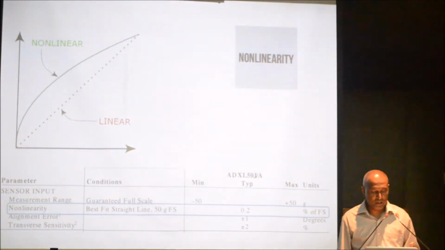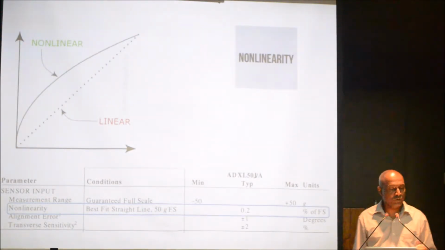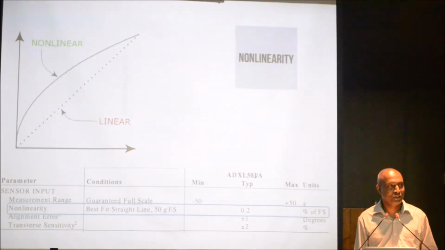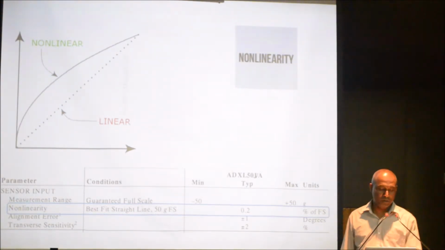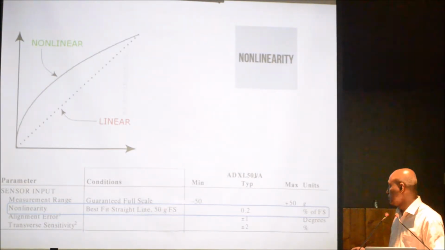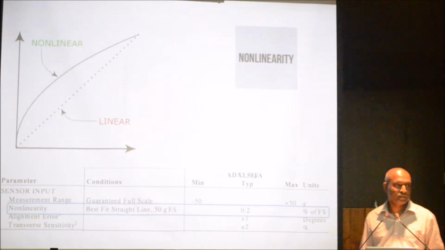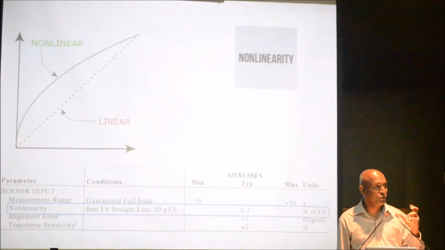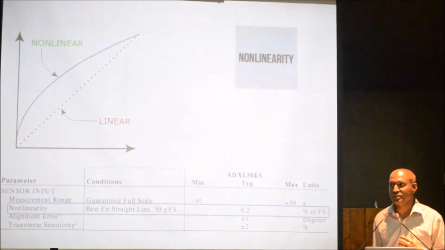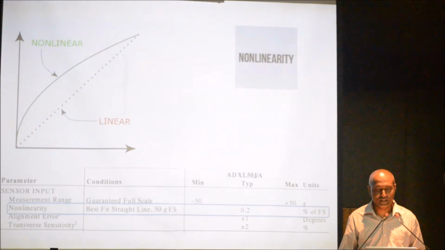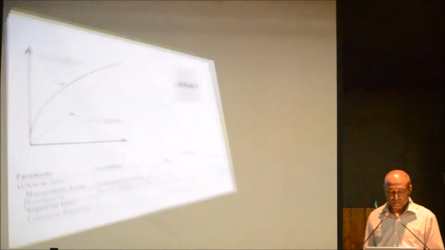Right. Next would be non-linearity. So even though we talk about this linear curve, it's not the case practically. For instance, luckily this particular sensor talks about non-linearity here. It says 0.2%. So there could be 0.2% variation. You need to see whether you could manage with 0.2% variation in implementing this sensor for your IoT solution.